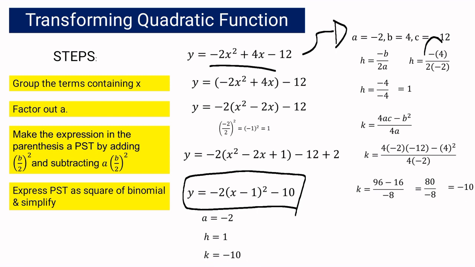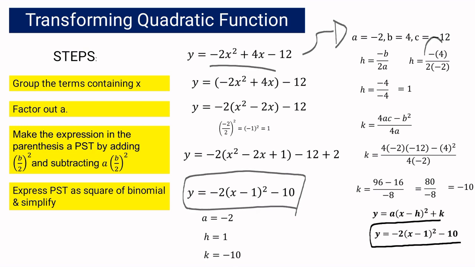Again, after getting the values of h and k, we are going to substitute it in this form. Substitute a, h, and k. Our a is negative 2, our h is 1, and our k is negative 10. That's why we will be having a is negative 2, h is 1, and k is negative 10. As you can see here, as we substitute, it is the same as our answer earlier. I hope you get it now.